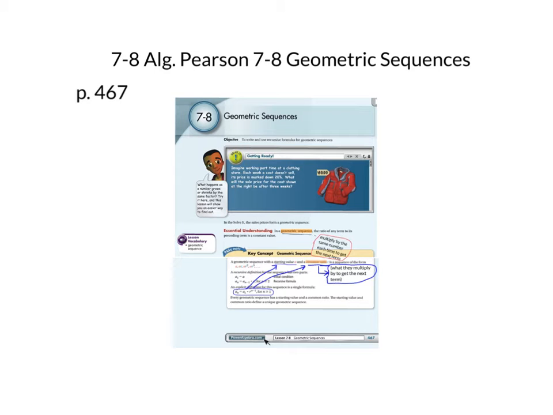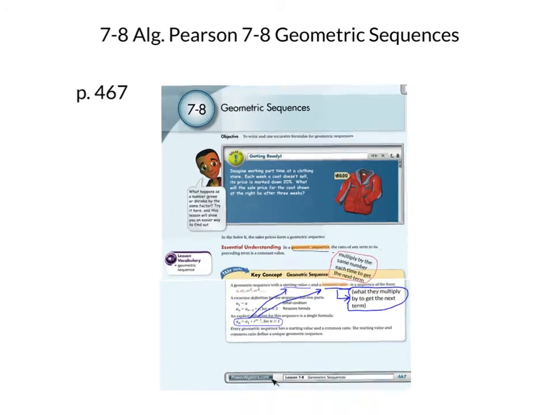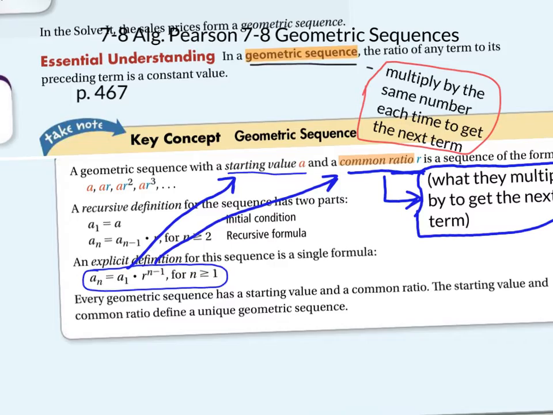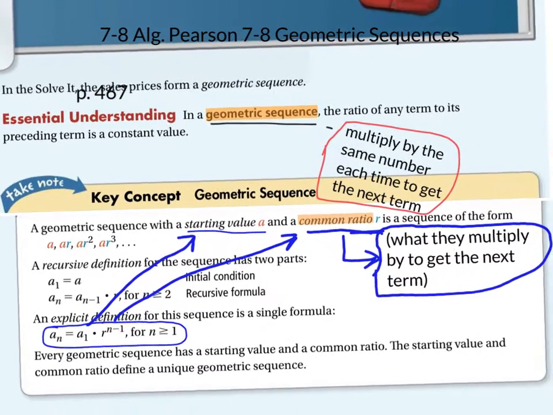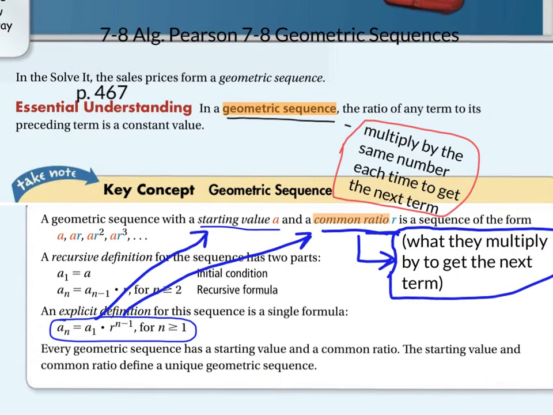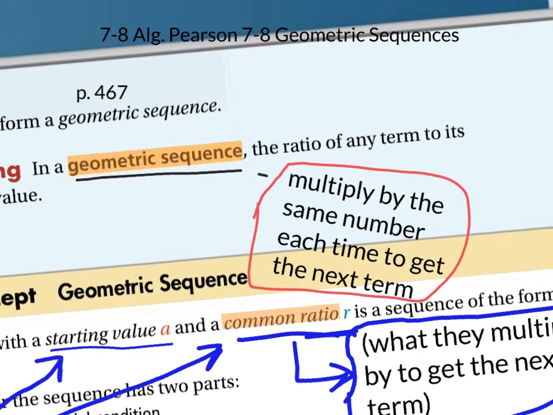Page 467, lesson 7-8 is on geometric sequences. So, geometric sequence, basically what's happening here, the book says the ratio of any term to its preceding term is a constant value. What's happening in a geometric sequence is we're going to multiply by the same number each time to get the next term.